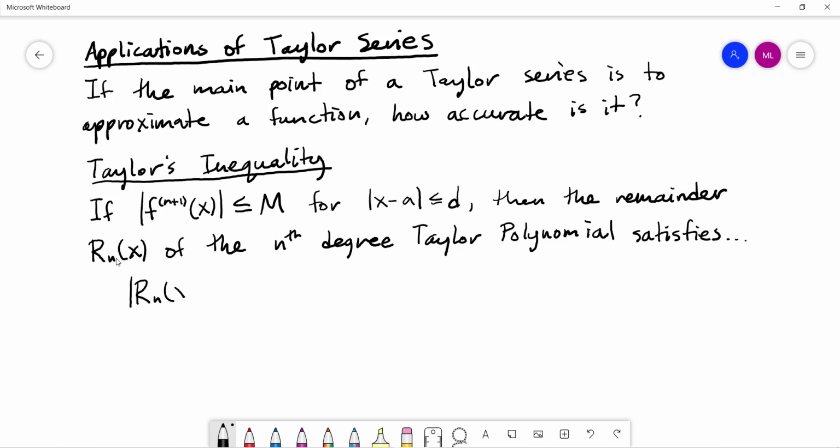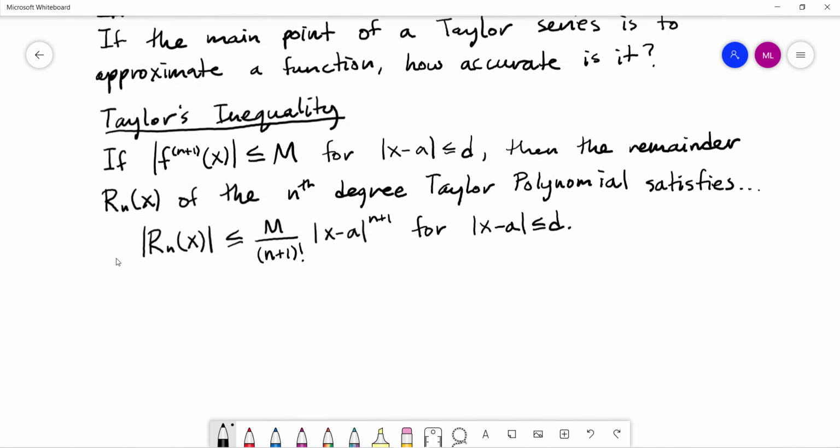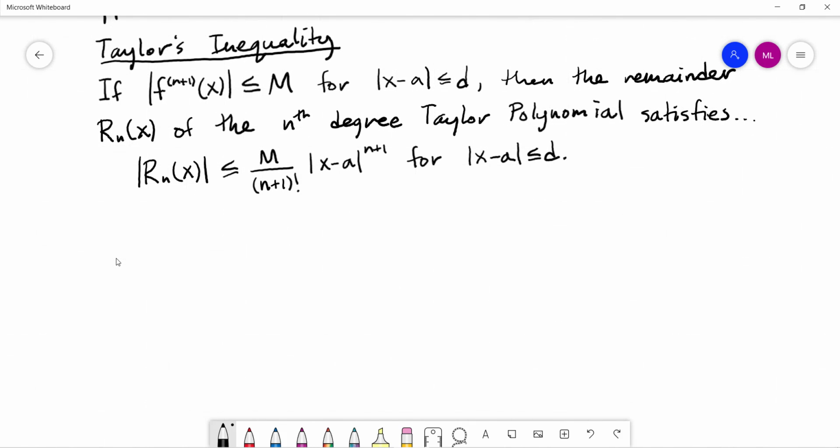That remainder term is going to be less than or equal to M over (n+1) factorial times the absolute value of x minus a to the n+1th power, for all the points that are in that interval of interest. So they're on that original interval. This is kind of a complicated idea. I want to go through sort of a proof-ish, because the proof gives you some intuition for why this works.